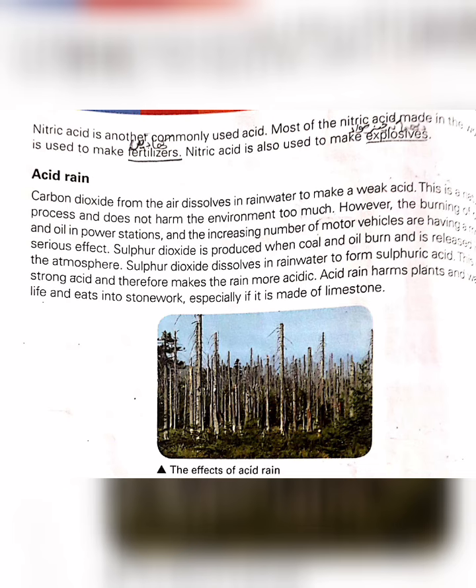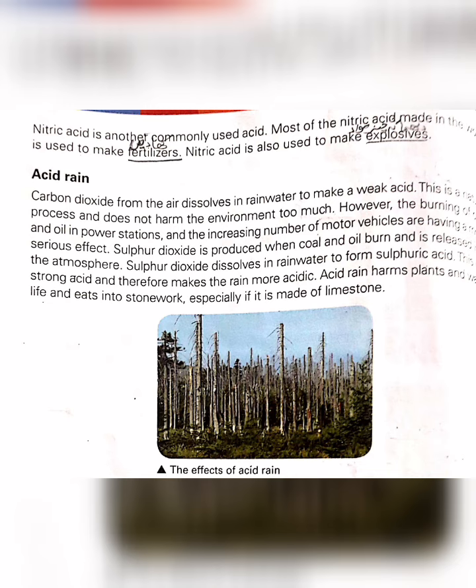Sulfur dioxide is produced when we burn coal and it is released into the atmosphere. This sulfur dioxide gas mixes with the rainwater and forms an acid called sulfuric acid. This acid is very strong, that is, it has a low pH value and it makes rain more acidic.